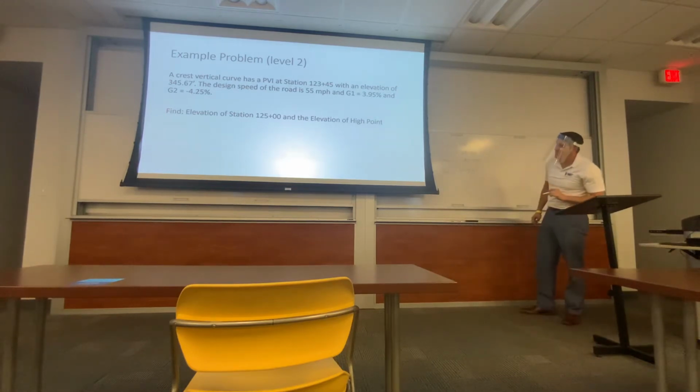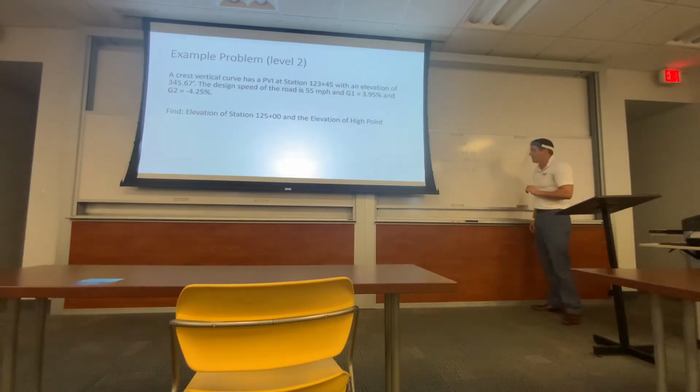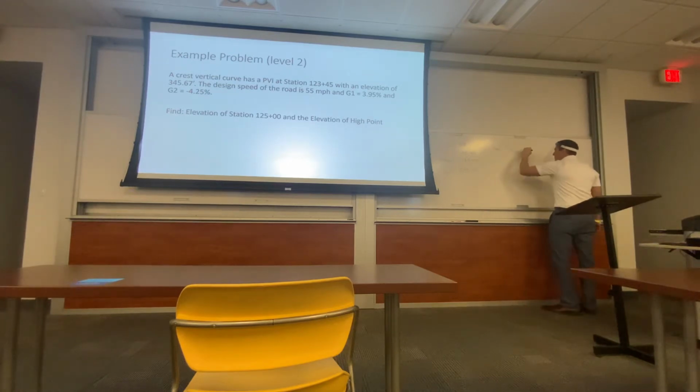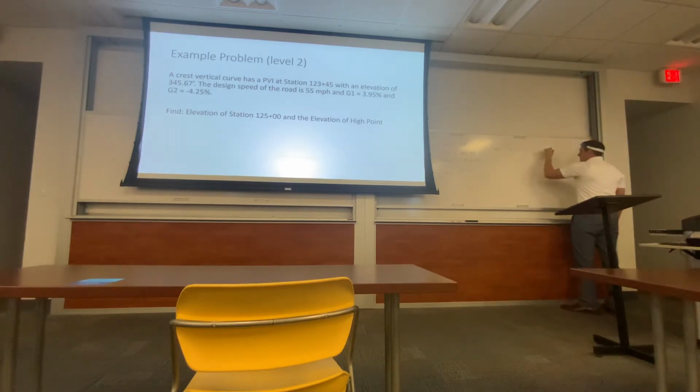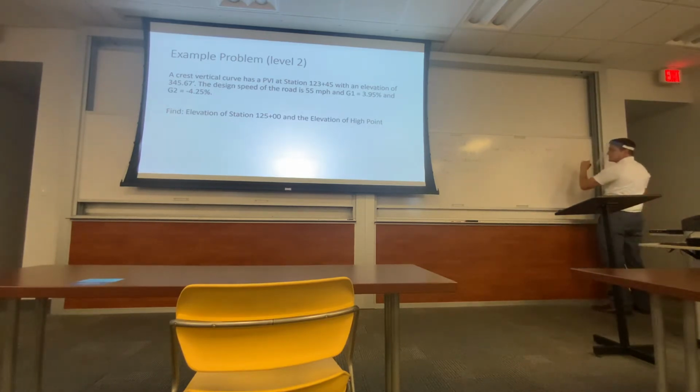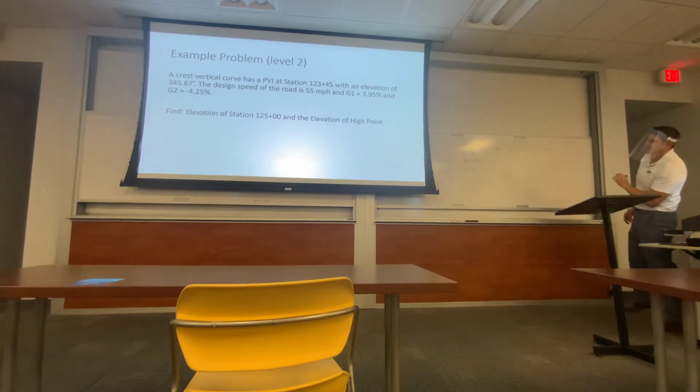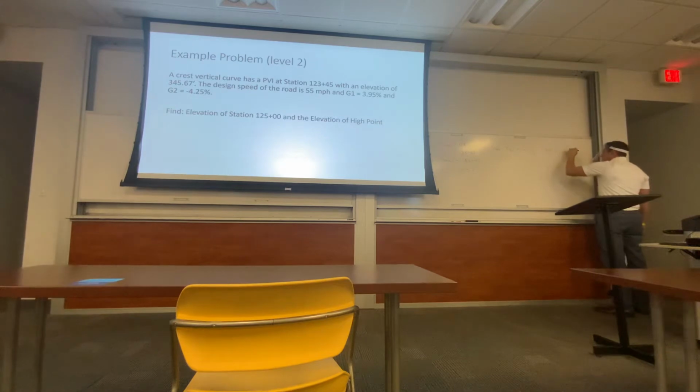Okay. Find the elevation of station 125+00 and the elevation of the high point. Okay, let's find Y PVC equals Y PVI minus G1 L over 2, equals 345.67 minus 0.0395 times 1070 over 2.